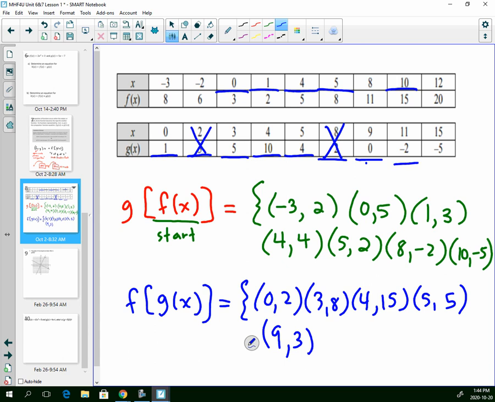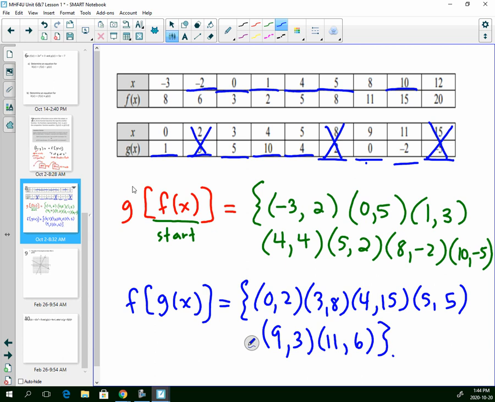11, -2. I see a -2 here. So starting with 11, ending in 6. And then 15, -5. I don't see a -5, so we can't use that point. Okay, so again, we're only using the points that have that link between the output of one becoming the input of the other.